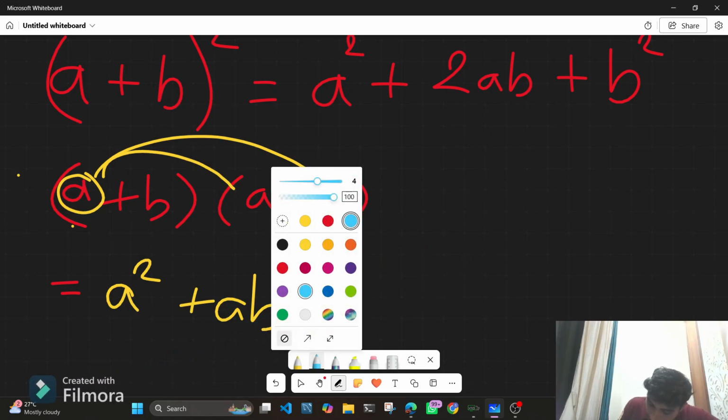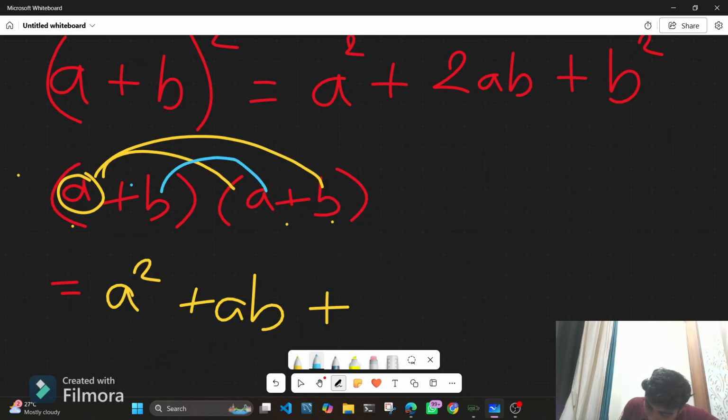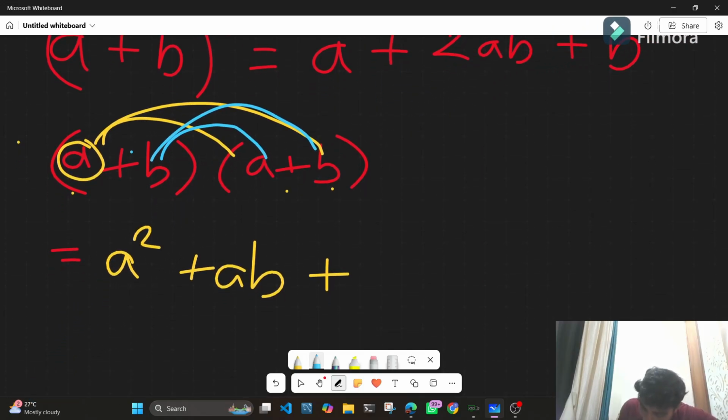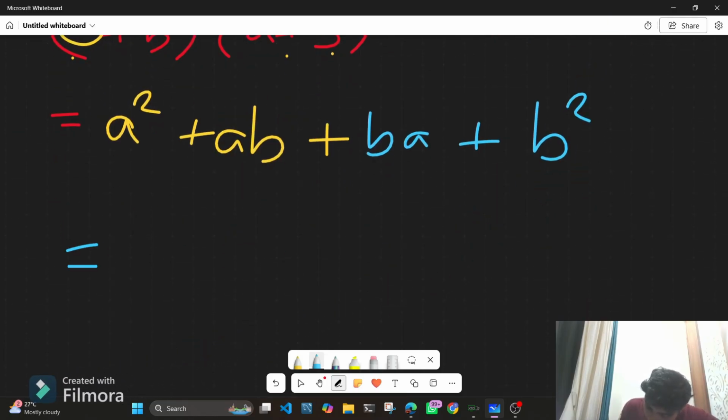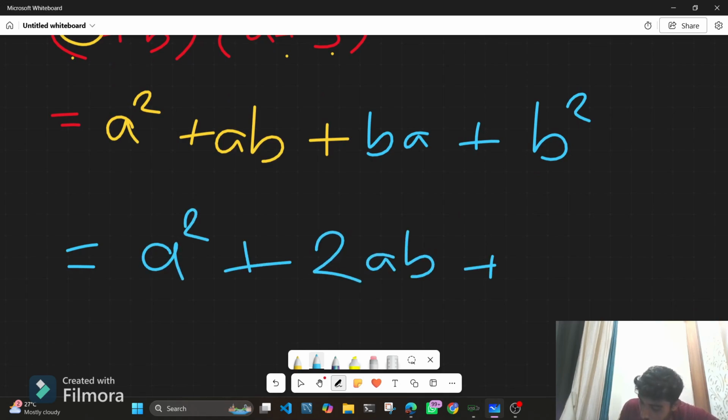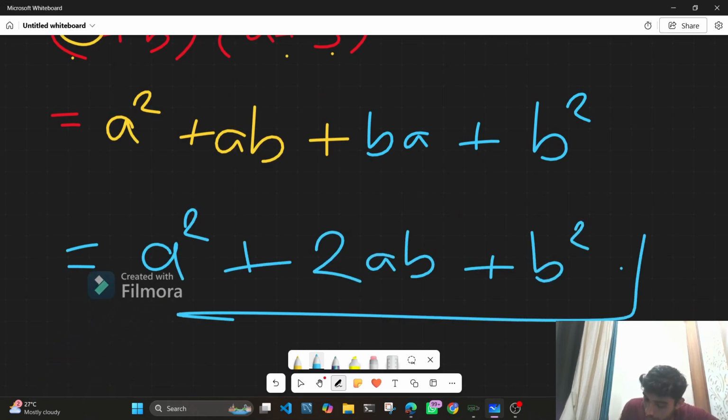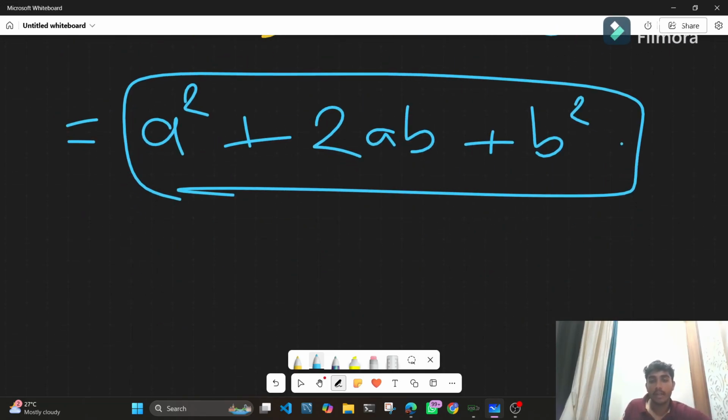Now multiply the second part. Now it is b, multiply b with a, then multiply b with b. So if we multiply it, we get b into a, ba, plus b into b, b square. So therefore the answer is a square plus 2ab plus b square. I hope that this is understood.